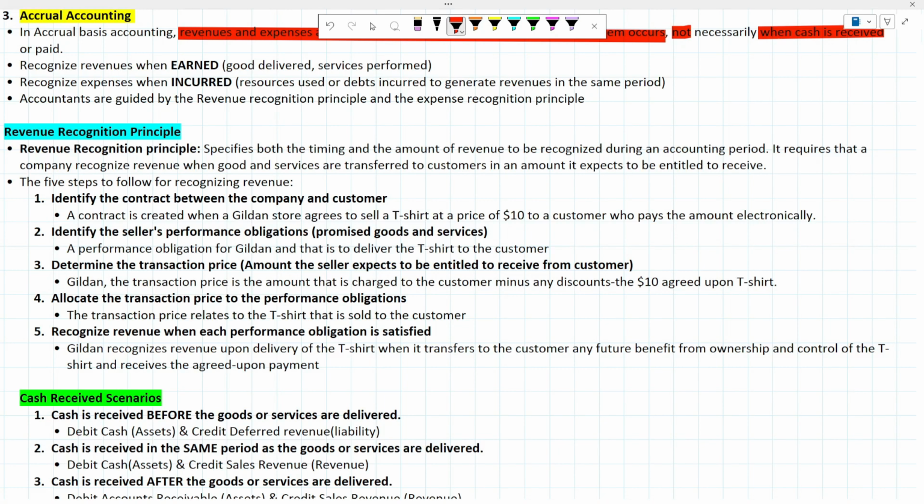5, recognize revenue when each performance obligation is satisfied. So Gildan recognizes the revenue upon delivery of the t-shirt, when it transfers to the customer any future benefit from ownership and control of the t-shirt and receives the agreed upon payment. So now the t-shirt no longer belongs to Gildan, it belongs to the customer, and the money that the customer had no longer belongs to them, it belongs to Gildan. So that pretty much explains the revenue recognition principle.